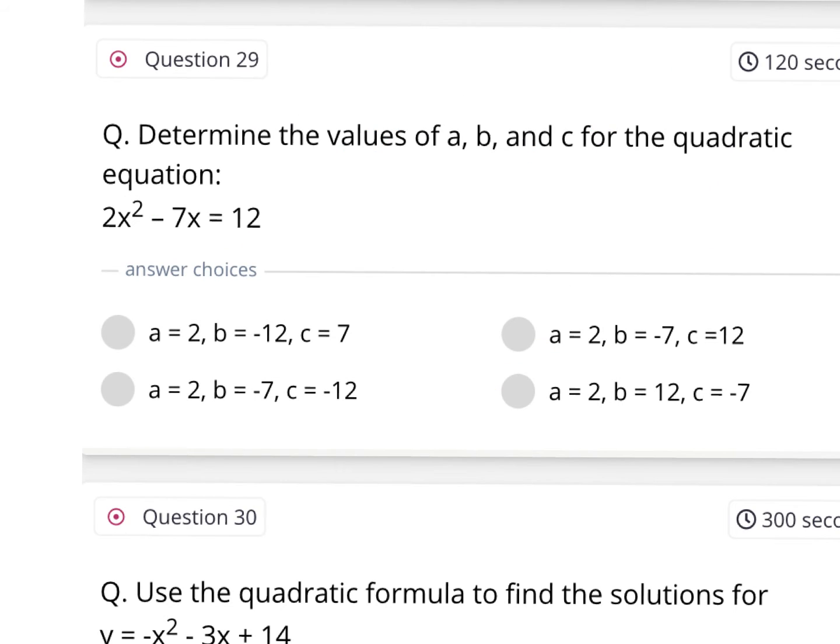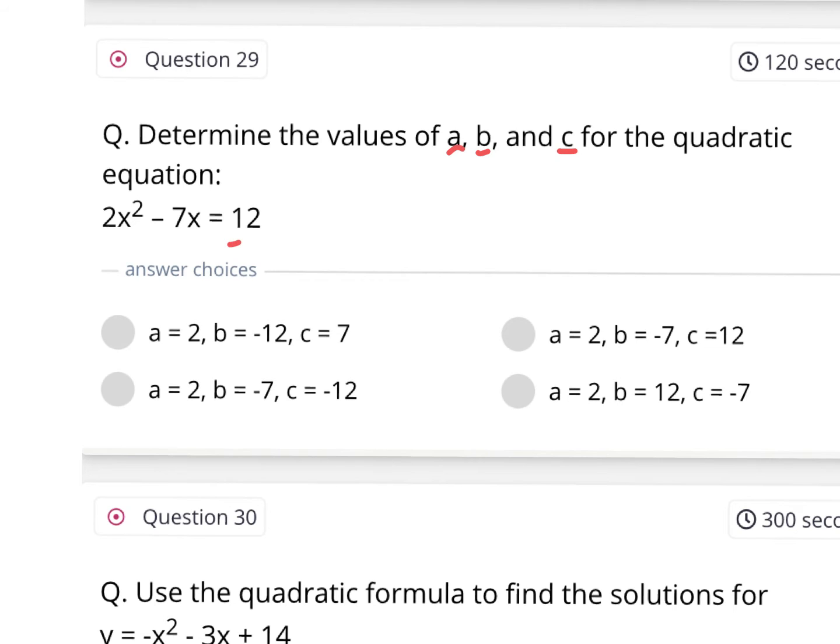This one is like ridiculously easy because they're just asking you to identify the A value, the B value, and the C value for the quadratic equation. Now, what you need to know is that it needs to be set equal to 0. Your quadratic trinomial, your standard form quadratic trinomial, ax squared plus bx plus c, must be set equal to 0.